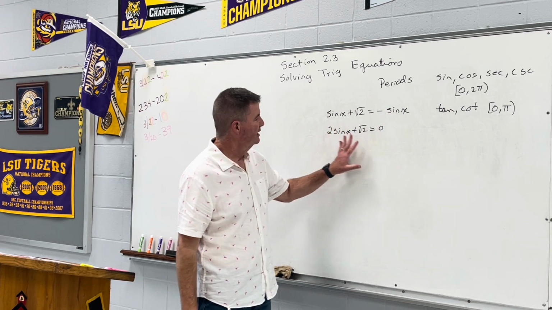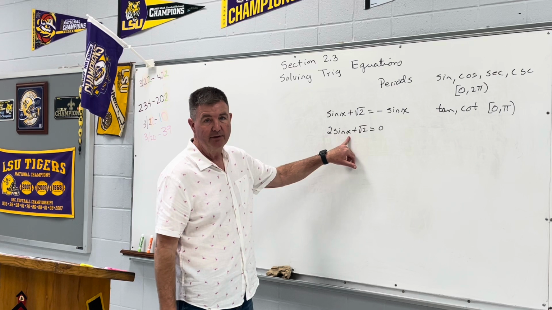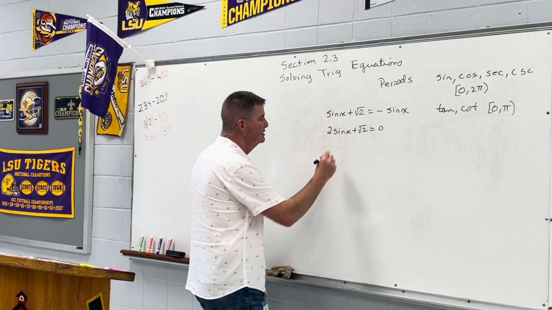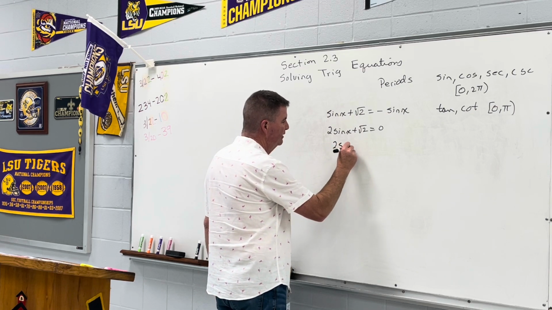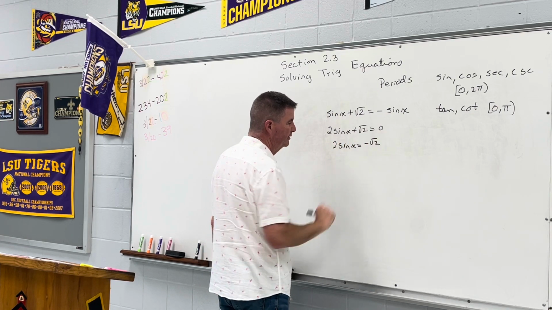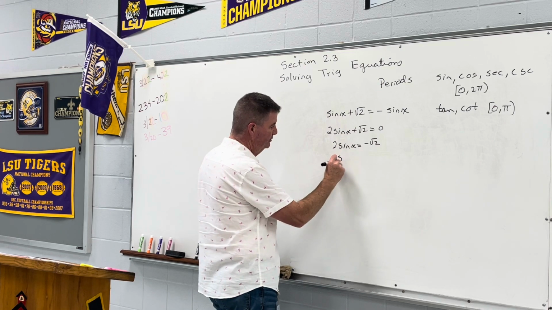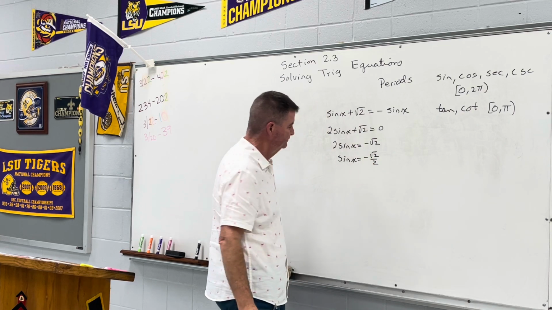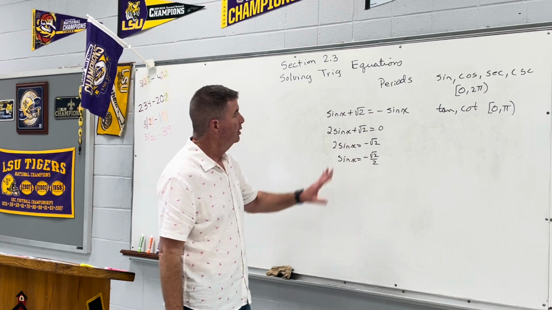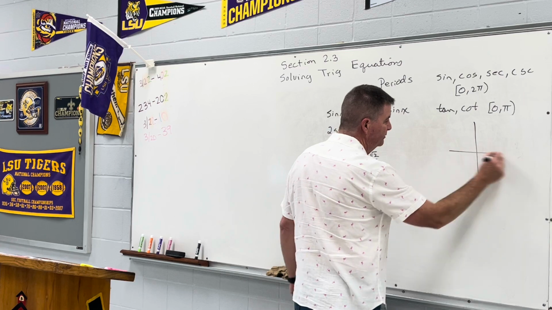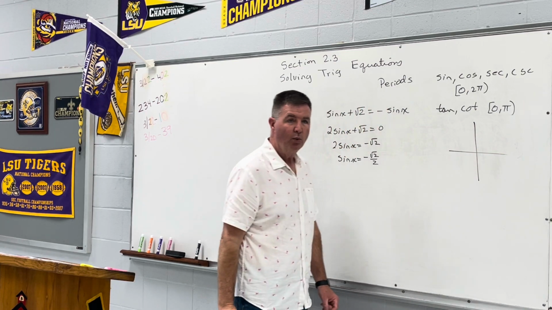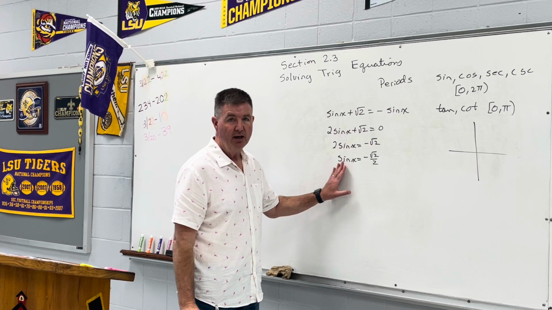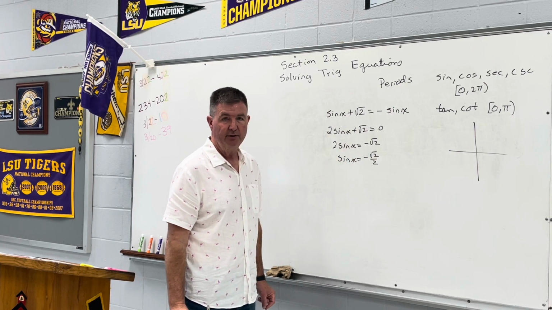Now I want to take everything else away because I'm trying to get the value of x, which is our angle, by getting the sine of that angle. So I have 2 sine of x equals negative square root of 2. Divide by 2, and sine of x equals negative square root of 2 over 2. Now, on the unit circle, where is the sine, the y value of the ordered pair, negative square root of 2 over 2?